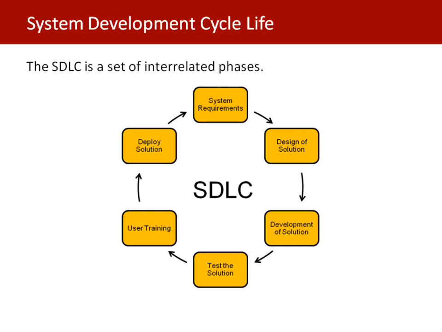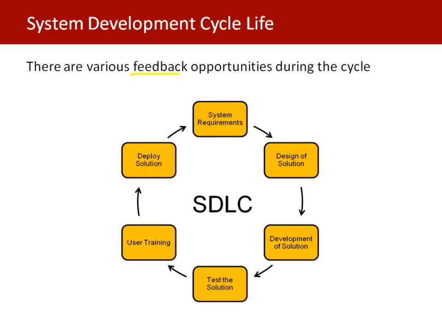The SDLC, the System Development Lifecycle, consists of these phases and they are interrelated. They usually follow a cycle in which you go to requirements, to solutions, to the development, testing, the user training, and deploying. That is usually the idea of the cycle. But it's not just one cycle. The idea is that within those phases there are opportunities for feedback.